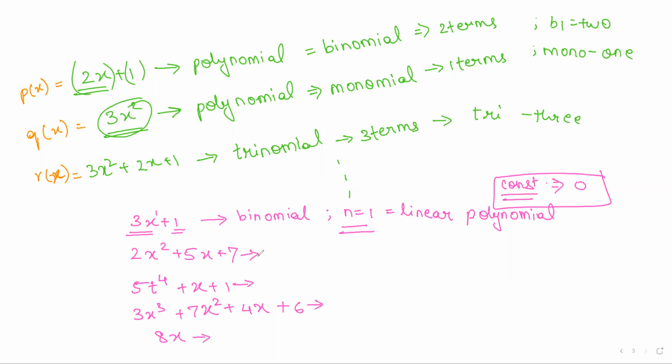In the second scenario, you have three terms. So if you have three terms, it is called a trinomial. In the first term, the power of x is 2. Second term, power of x is 1. Third term is a constant term, the power of x is 0. So the maximum power of x that this trinomial can hold is 2. Hence, it is called a quadratic polynomial.